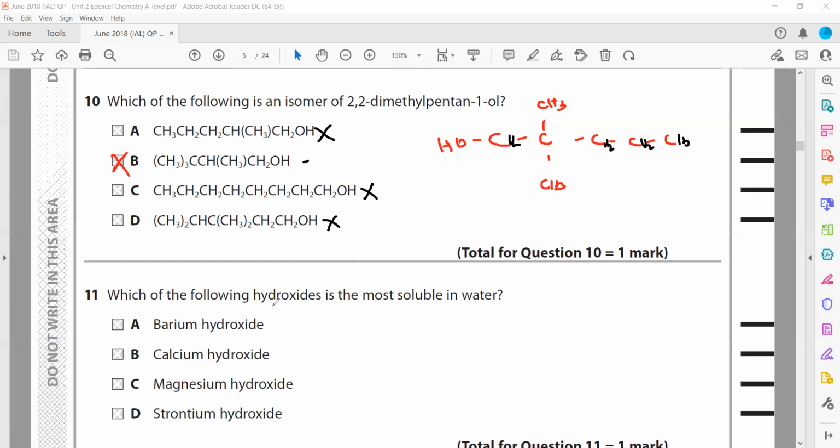Then which of the following hydroxides is the most soluble in water? Solubility increases as we go down the group for hydroxides. When we check the periodic table, we have magnesium, calcium, strontium, and barium at the bottom. So barium hydroxide will be the most soluble. So A will be the right answer, because the solubility of hydroxides increases as we go down.